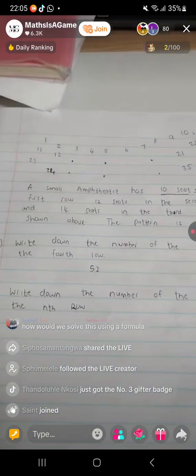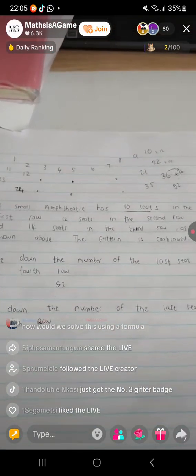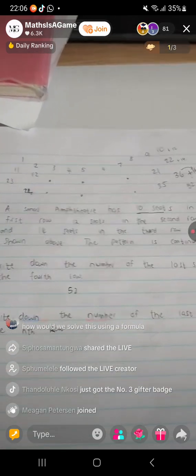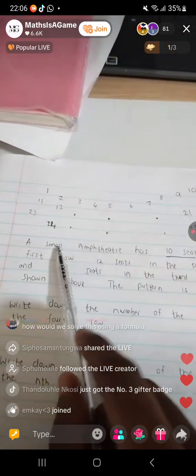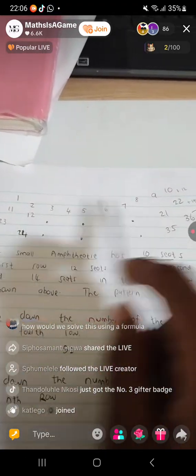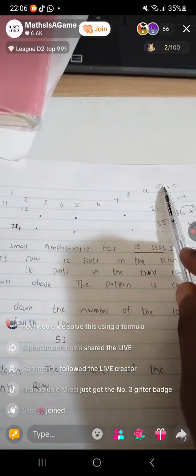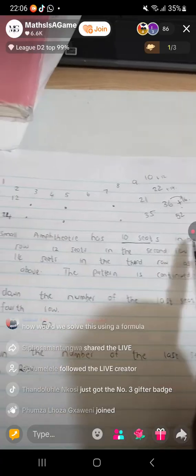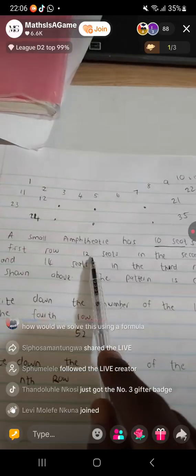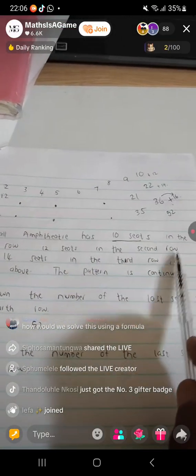Okay, now before I proceed, is anyone having a particular question or lost about something? So once again, I'm saying a small amphitheater has 10 seats. These are the 10 seats, guys, from 1 all the way to 10. Then they are saying in the first row you have those 10 seats, 12 seats in the second row.